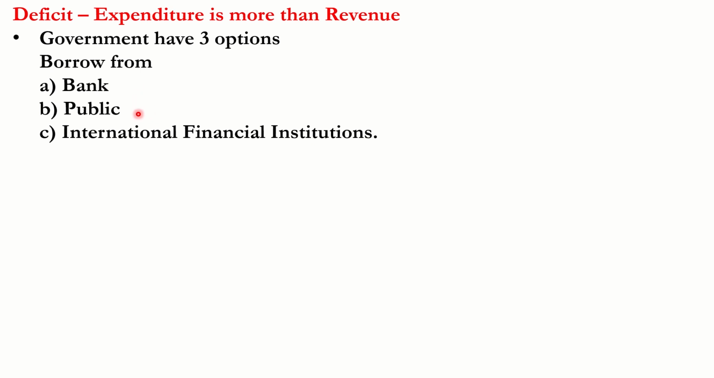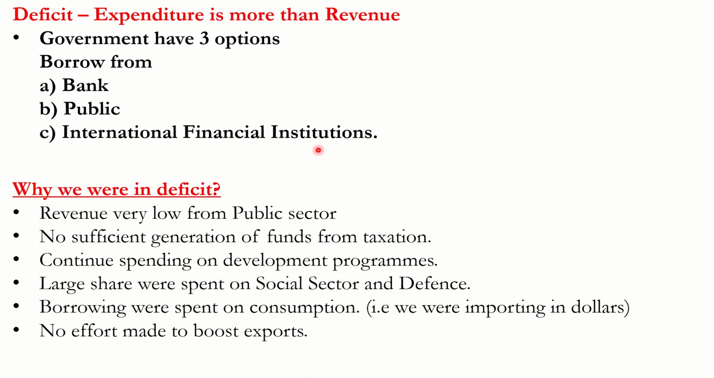The other option is they can borrow from the general public. And the third one is it can borrow money from international financial institutions, for example, the International Monetary Fund, or we can also say World Bank. So the question arises why we were in deficit during the time of the 1980s. The first point is revenue was very low from public sectors, means the revenue generation from the public sector, mostly enterprises owned by government, was very low.